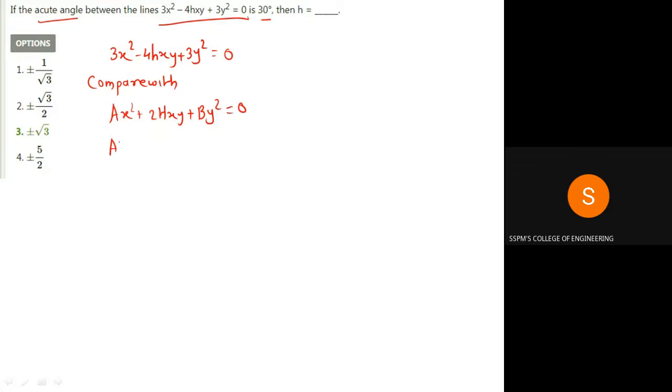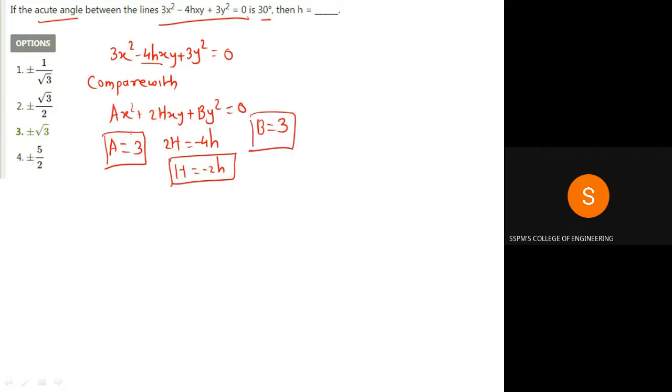It suggests that a is equal to 3. What is 2h? 2h is equal to minus 4h, isn't it? 2hxy, that is minus 4h, means h is equal to what? If we divide by 2 on the right hand side, we get h is equal to minus 2h. Similarly, b is equal to 3. So a is equal to 3, h is equal to minus 2h, and b is equal to 3. These three values we got from the comparison.